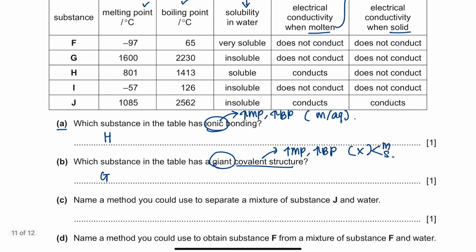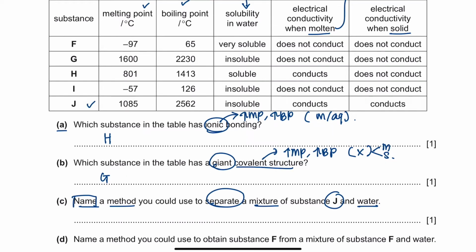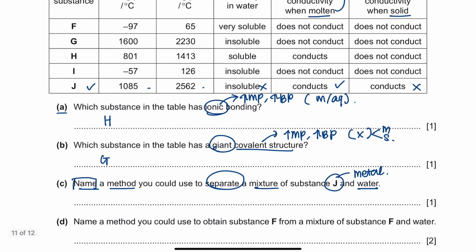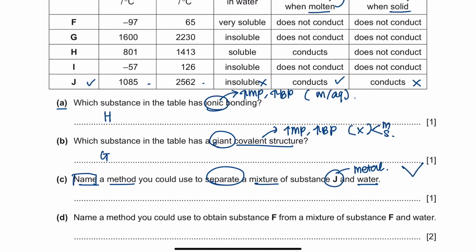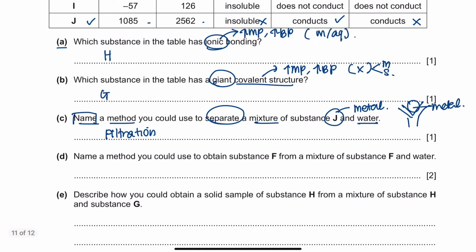Now question C is asking you to name a method you could use to separate a mixture of substance J and water. Now let's look at substance J. Substance J has a very high melting and boiling point. It is insoluble in water, however, it conducts electricity in molten state. So substance J could be a metal, and we would like to separate metal from water. Therefore, this is pretty simple. All you have to do is filter out the metal from your water. The method we will be using here is called filtration.